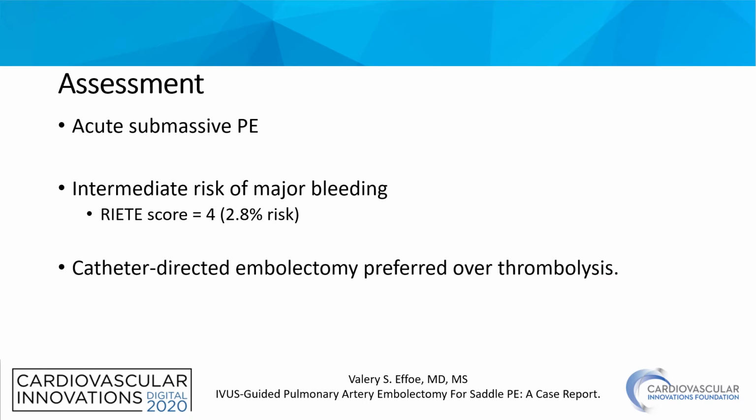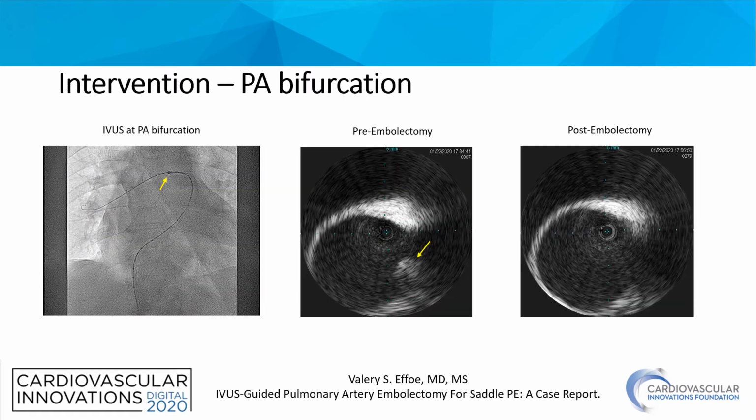So overall, here's a case of a lady presenting with an acute submassive PE who had an intermediate risk of major bleeding with a Rayleigh score of 4, which translates into a 2.8 risk of clinically significant bleeding. So the decision was made to proceed with a catheter-directed embolectomy over catheter-directed thrombolysis, given her risk of bleeding.